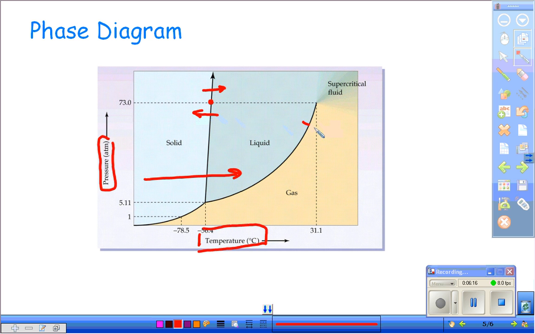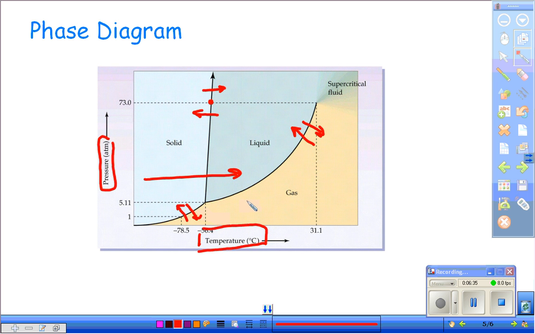So when we get over to here, we have a line going that direction. That's vaporization. Moving in this direction would be condensation. And then down in this area, moving that direction would be sublimation. And moving in this direction, it would be deposition.